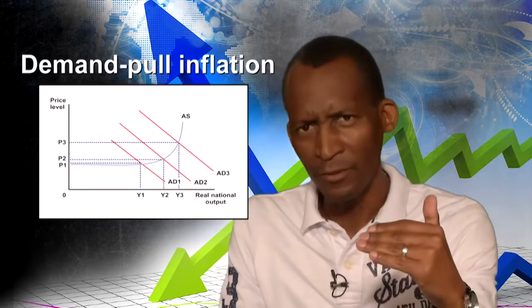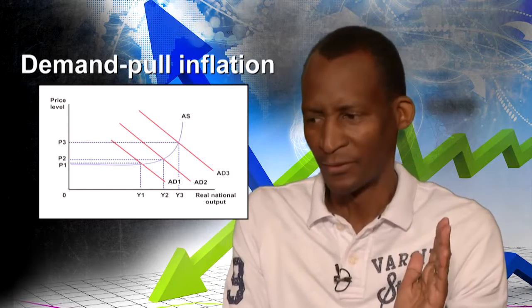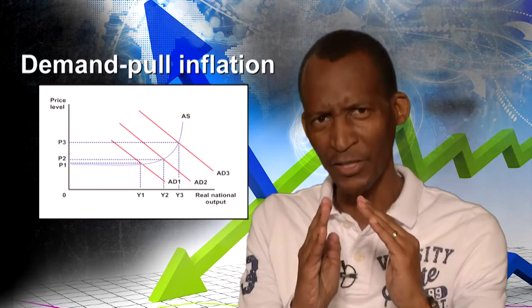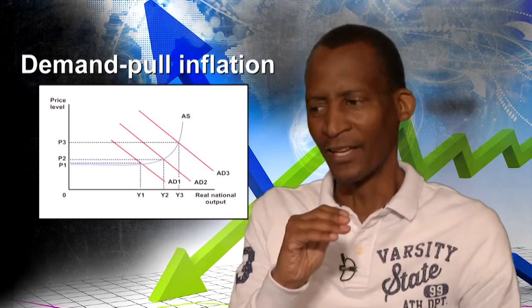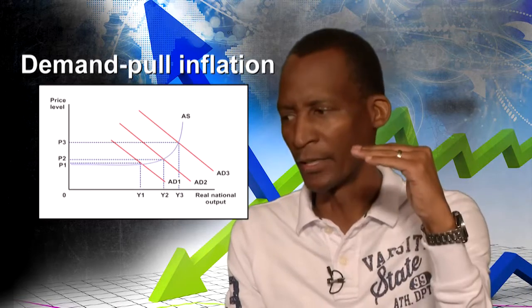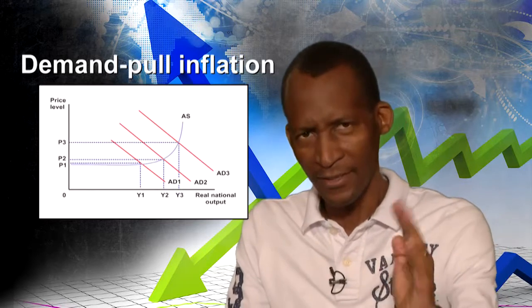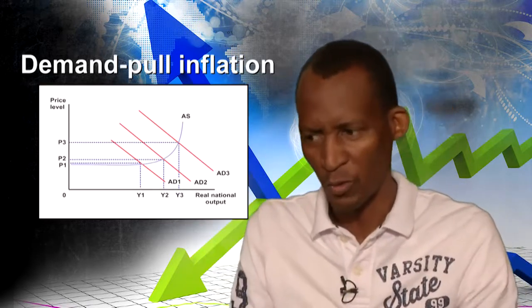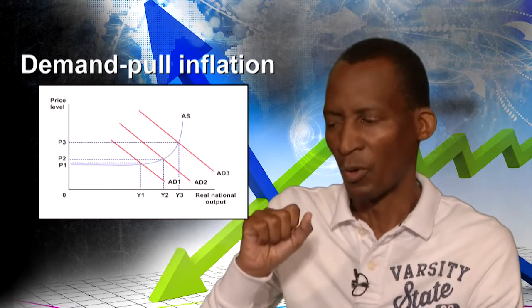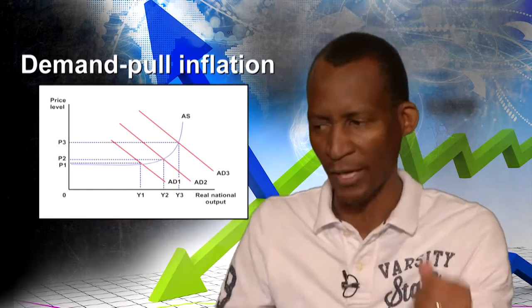There's an increase in aggregate demand, which shifts from AD1 to AD2. As aggregate demand shifts from AD1 to AD2, what happens to the general price level? The general price level also increases from P1 to P2. In other words, as aggregate demand increases from AD1 to AD2, our graph shows that the price will also shift from P1 to P2, as the demand shifts to the right.